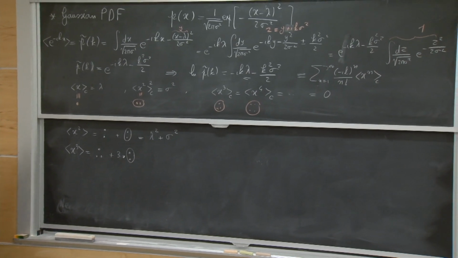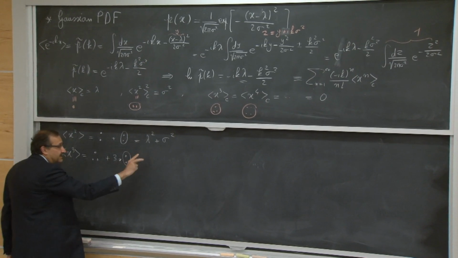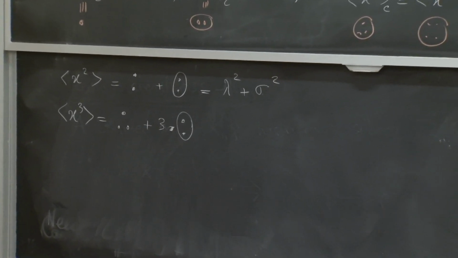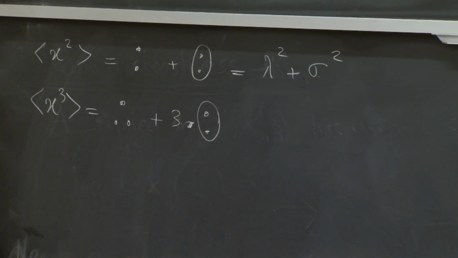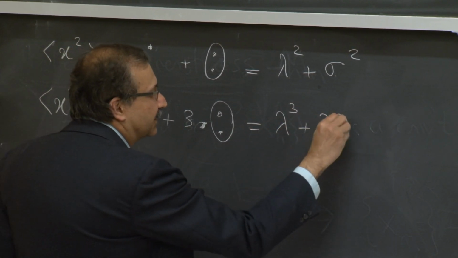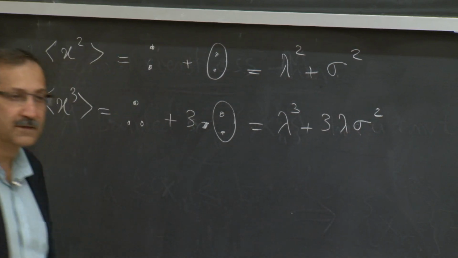And in general, for a general distribution, I would have had another term, which is a triangle. But the triangle is 0. So for the Gaussian, this terminates here. I have lambda cubed plus 3 lambda sigma squared.